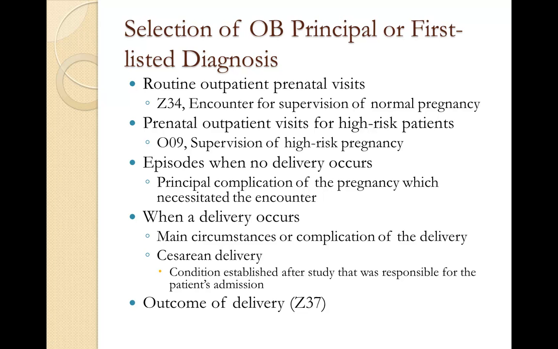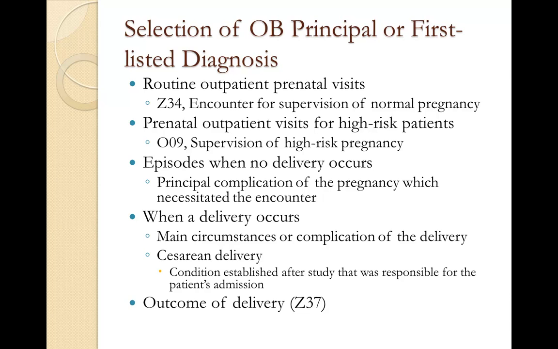Alright, so when we're looking at that principal or first listed diagnosis, if the patient's just coming in for routine prenatal visits, we have a Z34 code. If it's a high-risk patient, we have O09, supervision of high-risk pregnancy, and then here typically you would have an additional O code to specify what condition is making that patient high risk.